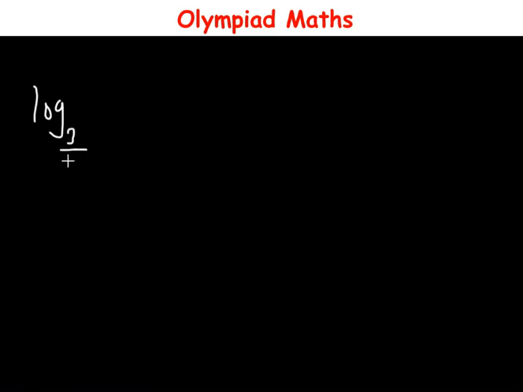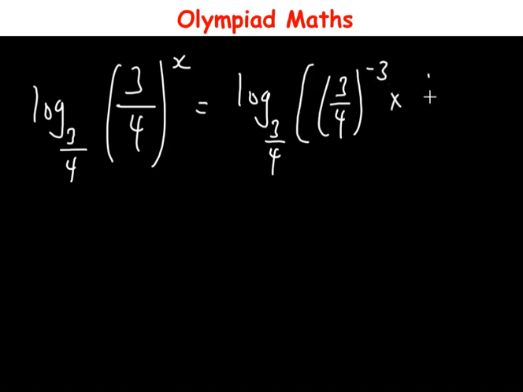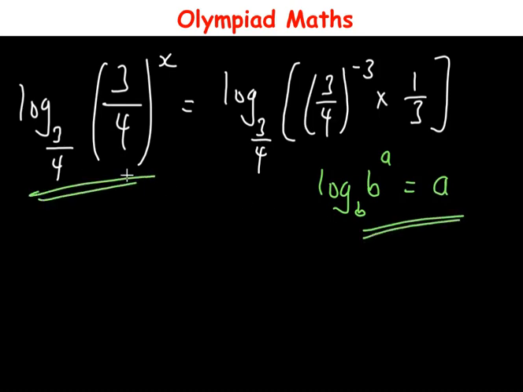Over here, we have logarithm of base 3/4 of (3/4)^x, which equals logarithm of base 3/4 of (3/4)^(-3) times 1/3. To solve this further, applying this rule of logarithm, that if you have logarithm of base b of b raised to power a, this equals a. Applying this rule right here, the value for this will equal x.